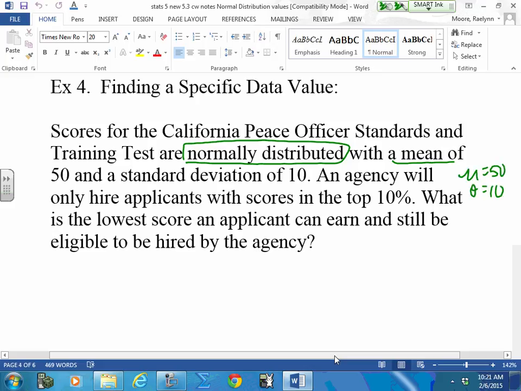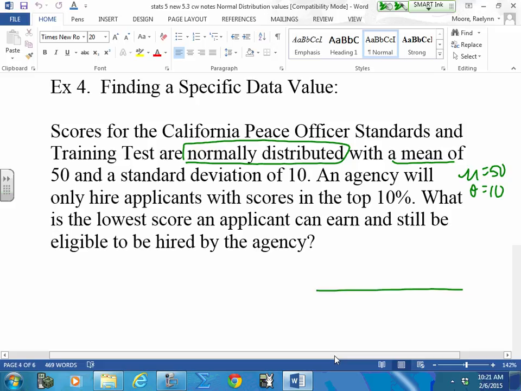You want to hire only applicants with scores in the top 10%. Yeah, I don't want the bad ones. I want all the good ones. I'm a police officer training part, and I want the good scores. I don't want the low-end scores. So I want the top 10%. What is the lowest score an applicant can earn and still be eligible to be hired? They have to be in the top 10%.